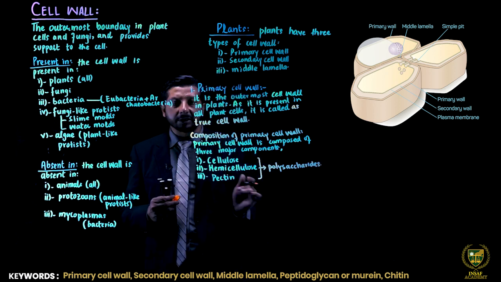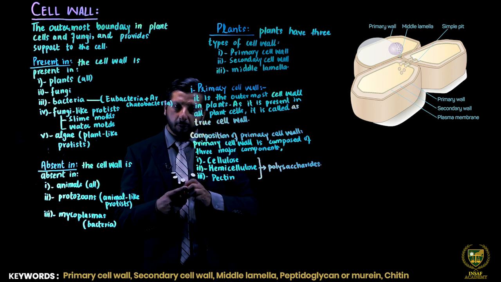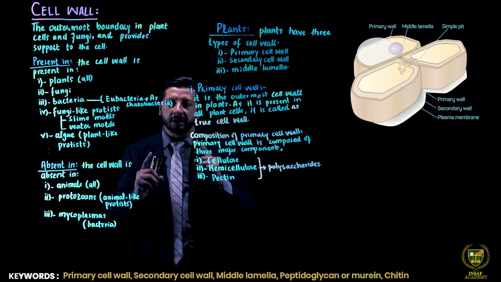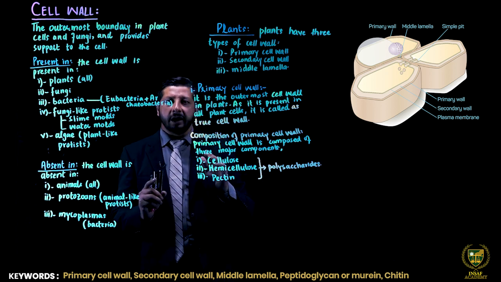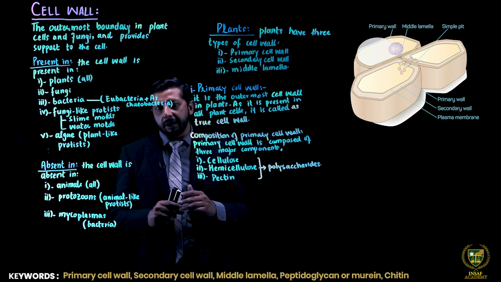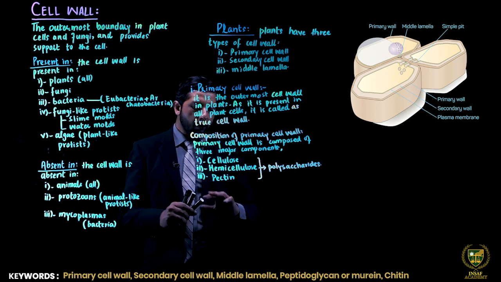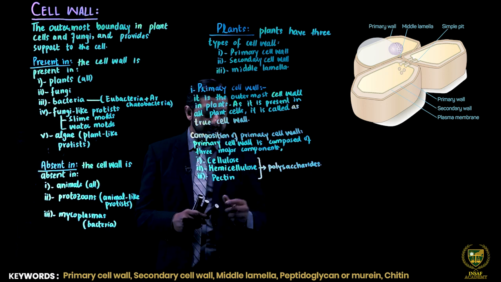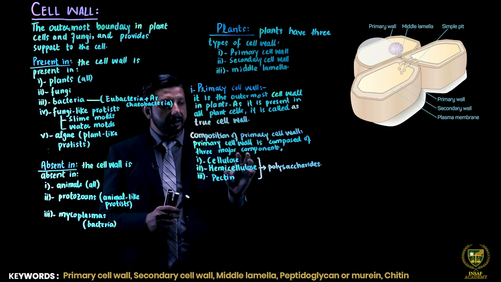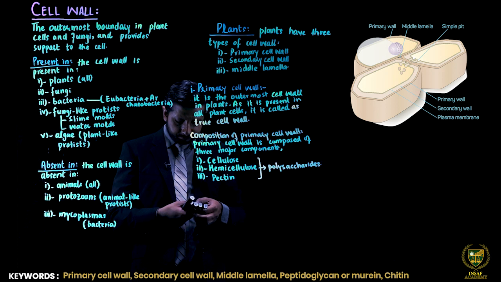Clear? In chapter number 2, we have discussed in detail polysaccharides. You must remember the examples. Cellulose, hemicellulose, and pectin, and lignin, and cutin, and dextrin. All these were the examples of polysaccharides. So these three polysaccharides, they make the primary cell wall.